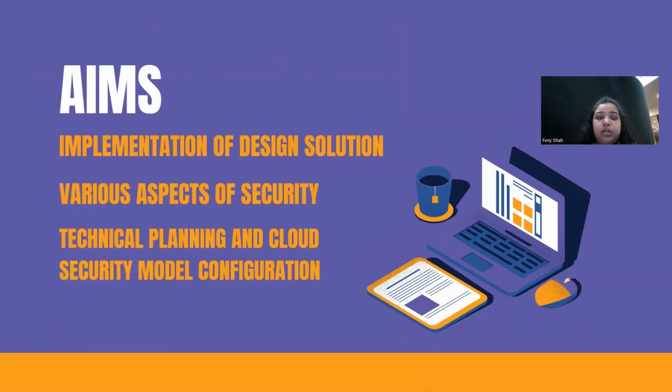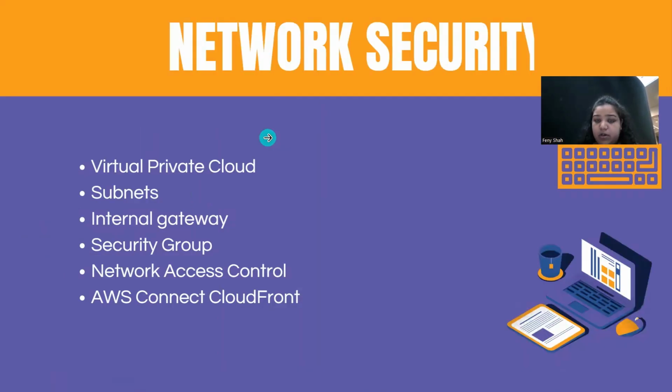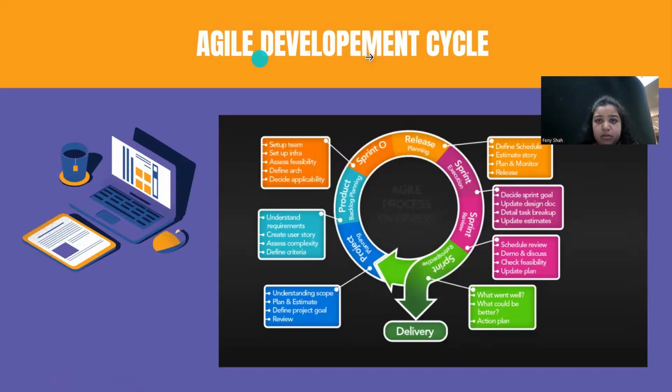Okay, so we have aimed to implement the design solution, various aspects of security and technical planning, and the cloud security model configurations. And here is our agile development cycle. It starts with the project, then the product, then sprint, and then release. Then we go again to sprint, and then we deliver the product. And here is a better understanding of how we do each step.